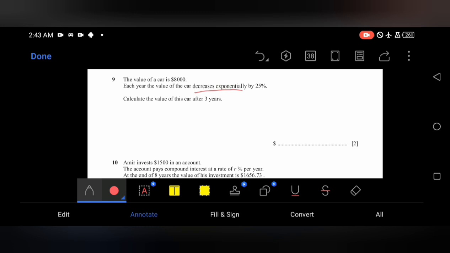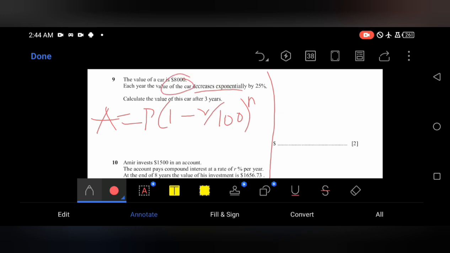Now, what is the formula for calculating depreciation? That is calculating the value of an item after n years of depreciation. Now, A is equal to P into 1 minus R divided by 100 raised to the power of n. P represents the original value of this car, which is $8,000. R represents the rate of depreciation, which is 25%. And n represents the number of years, which is 3.